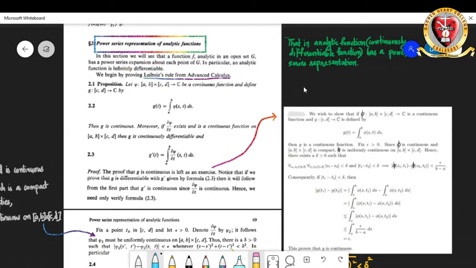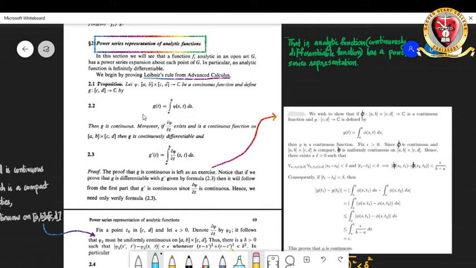So first of all, let's move to Proposition 2.1, which is Leibniz rule from advanced calculus. The statement says: let phi be a function from the closed interval [a,b] cross closed interval [c,d] to the set of complex numbers, a continuous function, and define another function g from [c,d] to C by g of t equals the integral from a to b of phi of (s,t) ds.